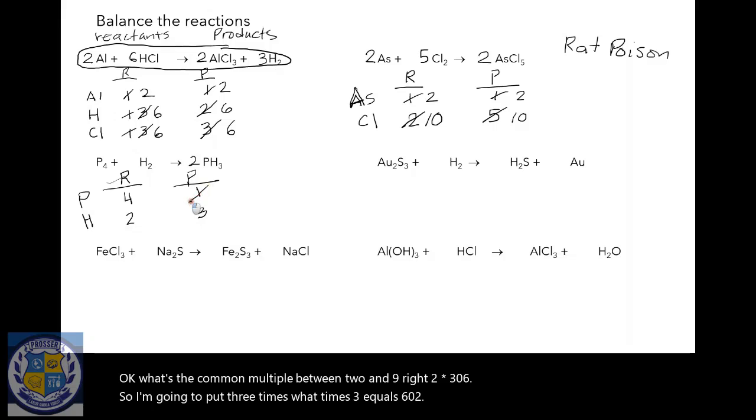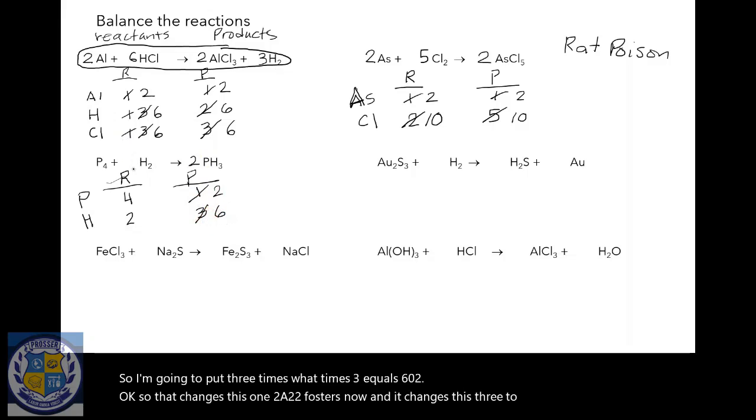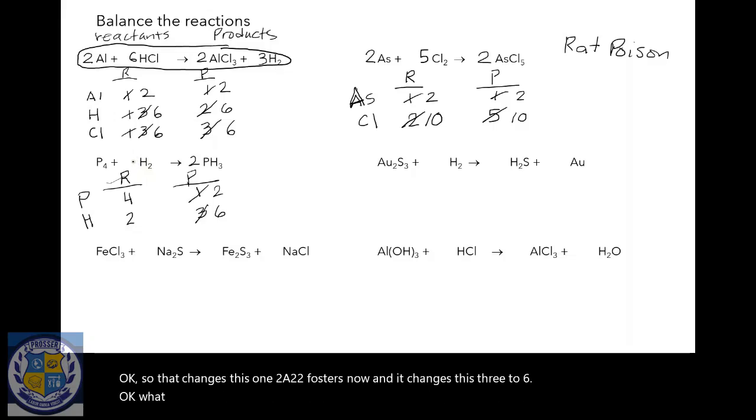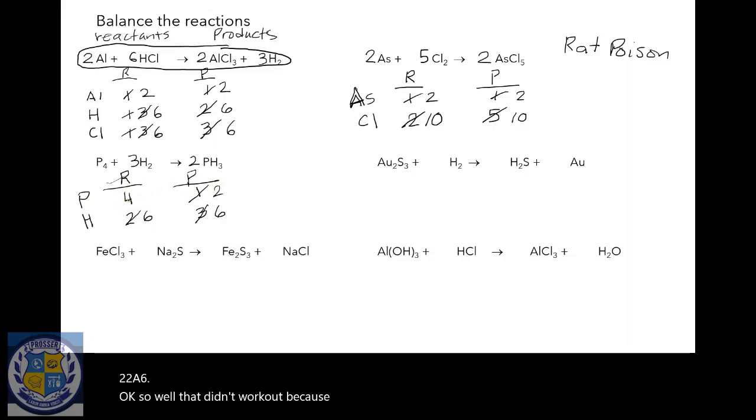Okay, so that changes this 1 to a 2, 2 phosphorus now, and it changes this 3 to a 6. Okay, what times 2 equals 6? A 3. So I'll change this 2 to a 6. Okay, so, well, that didn't work out because the phosphorus still is not where we want it to be.